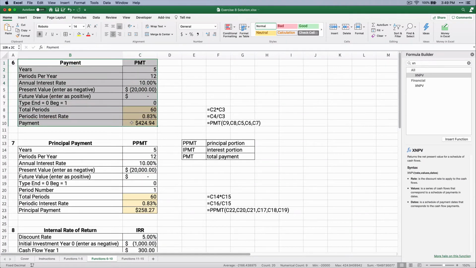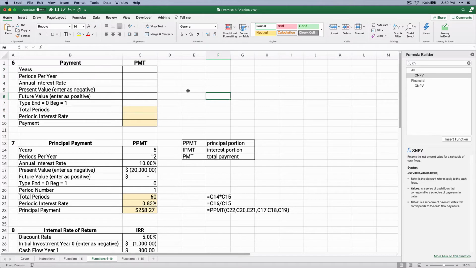The next one is just a payment. How can we calculate a payment? So let me show you how this works. Let's do a simple little car loan. Let's say that we're going to buy a car for 5 years, and we're going to pay for it monthly.